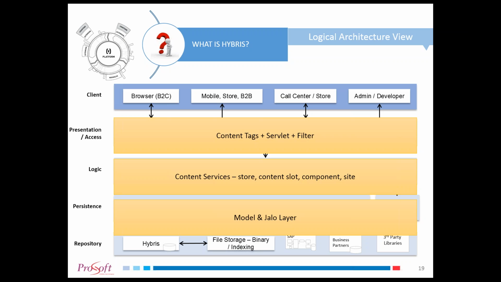Now, sitting on top of it, there are the content tags, servlets, and filters. All of that is part of your presentation layer. So when a technical developer is working on the JSP pages, there are CMS2 tags, which, based on your content slot, you can make use of. Those are simple three or four tags that give you how you want to pull the content and show the content.